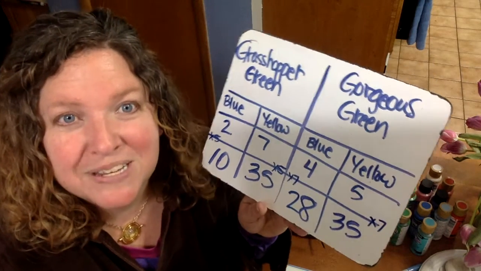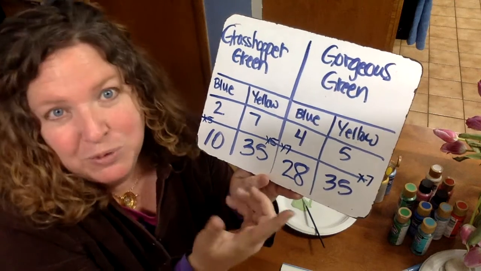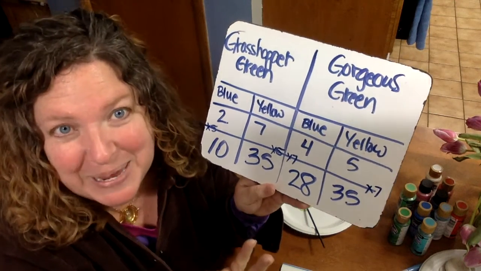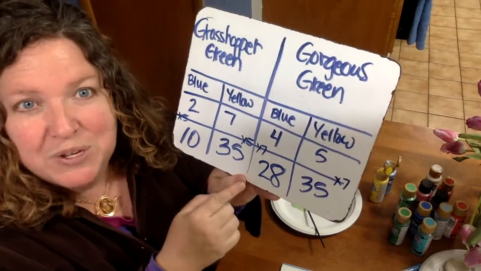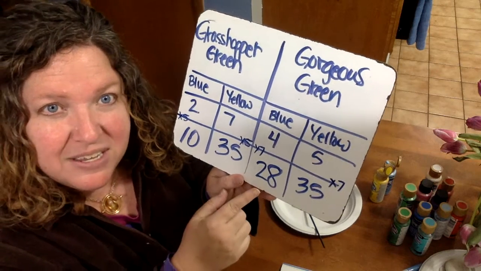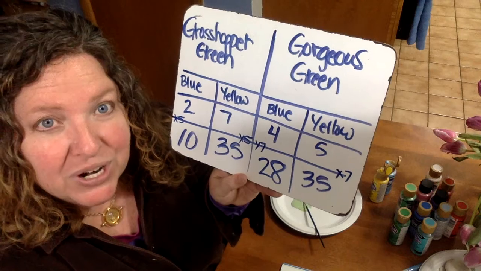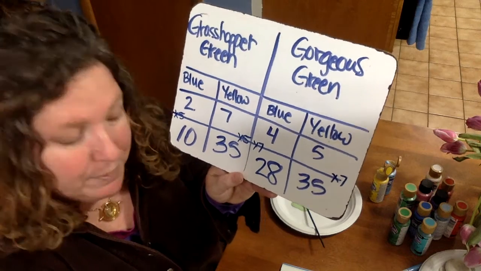Now, our book asks us the question, which one of these recipes, and we're calling them recipes, even though they're recipes for paint, we could call them formulas maybe, which one of these recipes or formulas makes a paint that's bluer, that looks like it's more blue?